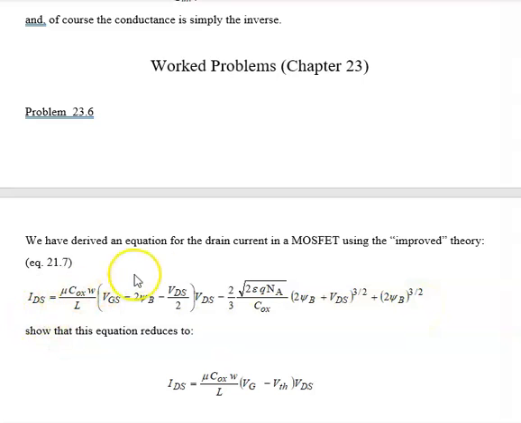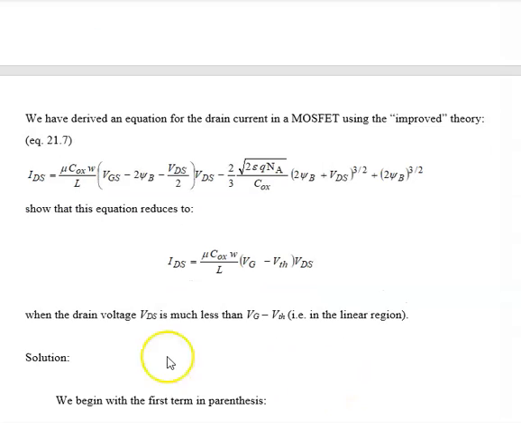Okay, so the question tells us, show that this equation reduces to this equation, which is the small VDS equation. This is in the linear region. So when the drain voltage is small, we want to show that this equation reduces to this equation.